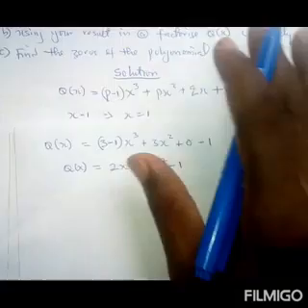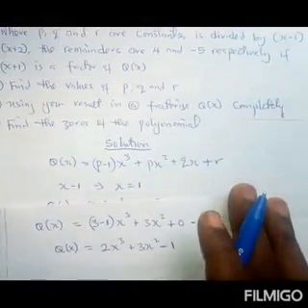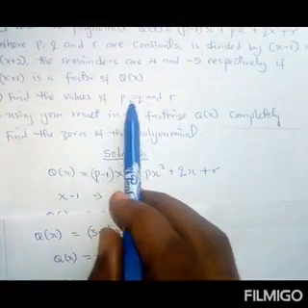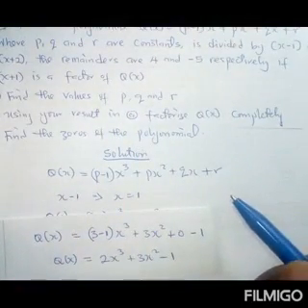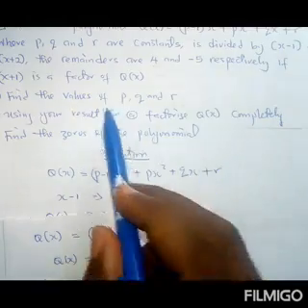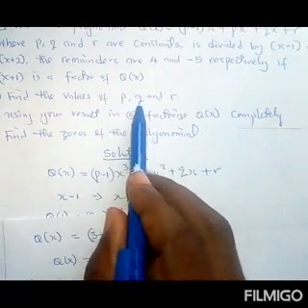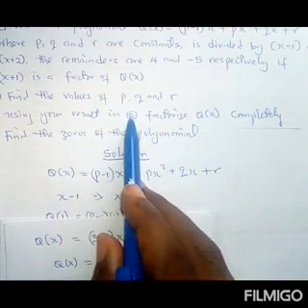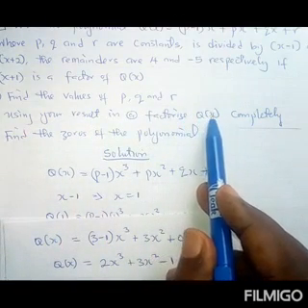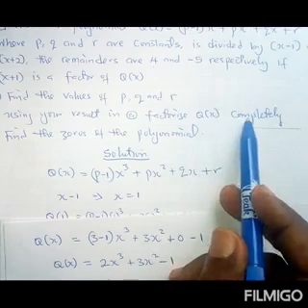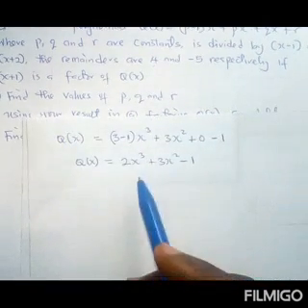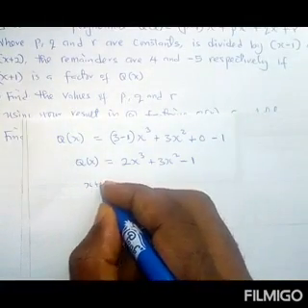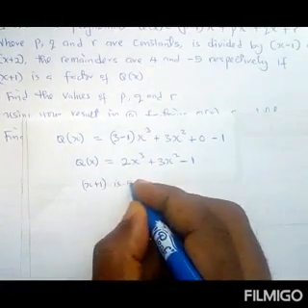Now you go back to the question. Let's see what we have gotten. Find the values of p, q, r. We have gotten the values of p, q, and r. P is 3, q is 0, r is minus 1. Now using your result in A, factorize q of x completely. Now if you want to factorize this completely, don't forget x plus 1 is a factor.